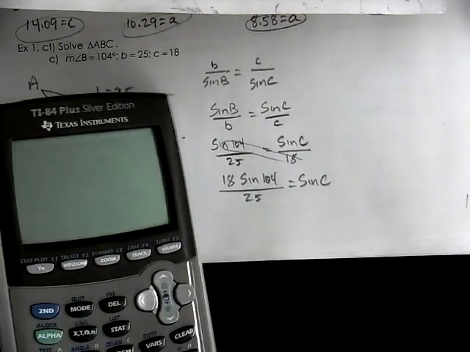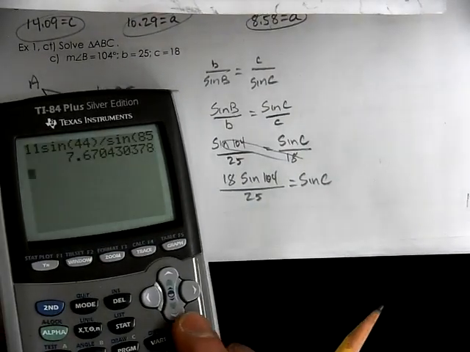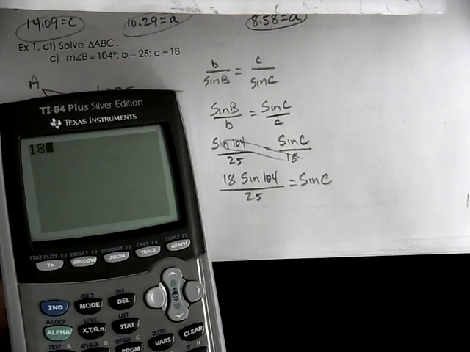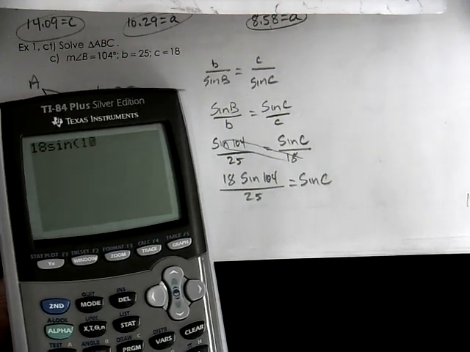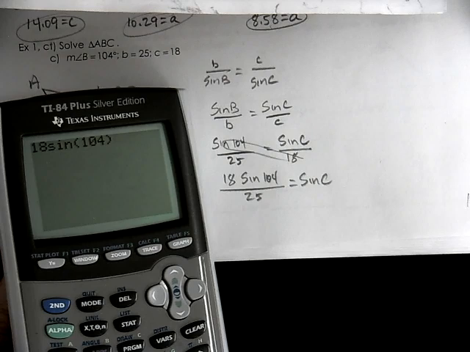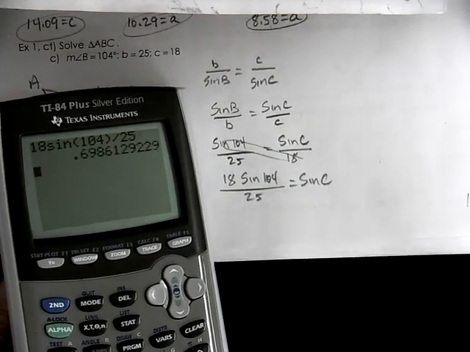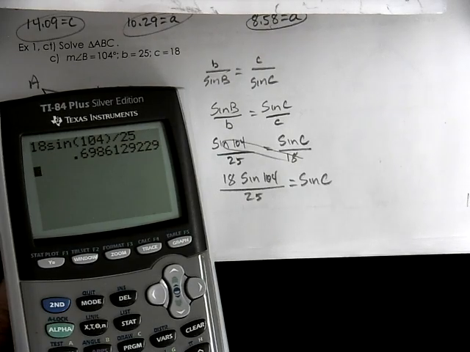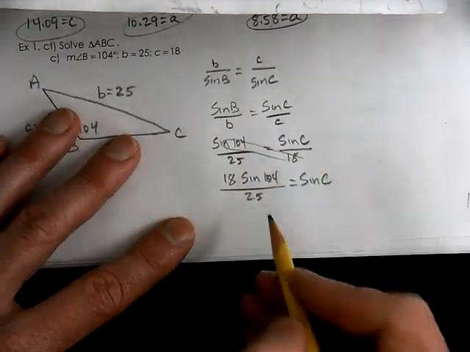So it's 18. Gotta turn it on first. 18 sine of 104, close your parenthesis, divided by 25. And you get 0.6986.